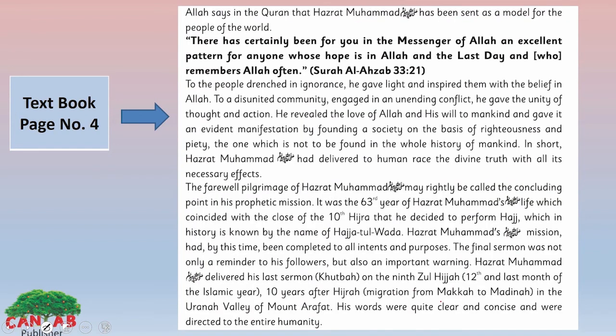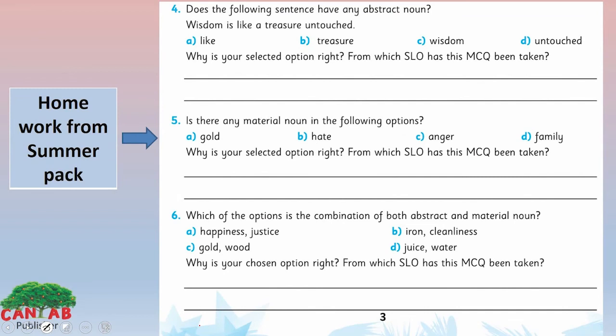Dear student, this is a paragraph from your unit number 1. You can find these nouns that we have discussed in this lesson from this paragraph too. What you need to do, just underline all the types of noun you can find in this paragraph. This is your homework from summer pack. I hope you can do this easily because all the nouns we have discussed in detail.